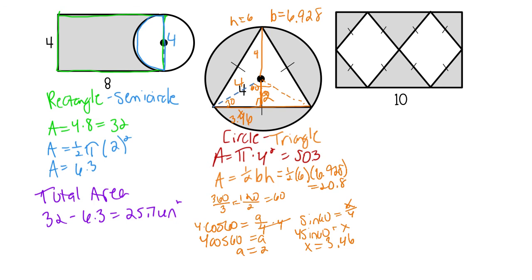So the total shaded region area is the area of the circle, 50.3, minus the area of the triangle, 20.8. And that total is 29.5 units squared. Whew.